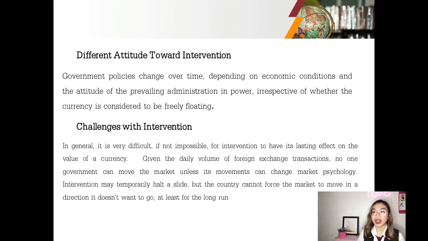So next one is the challenges with intervention. In general, it is very difficult, if not impossible, for intervention to have a lasting effect on the value of a currency, given the daily volume of foreign exchange transactions. No one government can move the market unless its movements can change market psychology. So meaning to say, hindi natin malalaman or hindi natin mahulaan kung gaano ba karami ang volume ng transaction or ang volume ng foreign exchange transaction ang mangyayari over a period of time. So yun yung isa sa factor na pwedeng mag-arise na challenges with intervention.